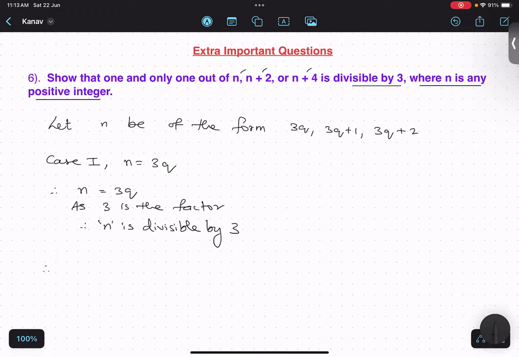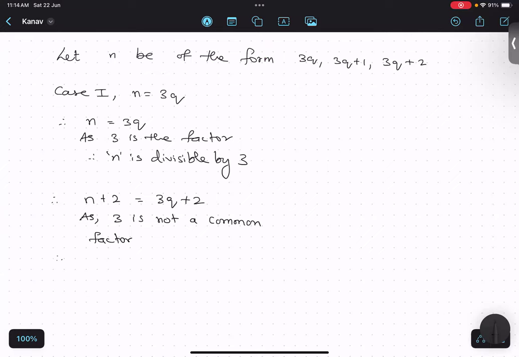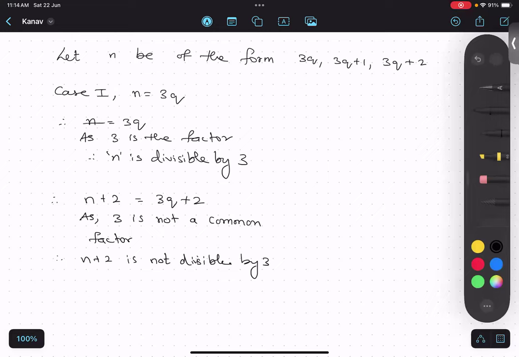Okay, therefore n plus 2 I will take now. n plus 2 will become 3q plus 2, as 3 is not a common factor. Therefore, n plus 2 is not divisible by 3. Is this clear? Yes. So this was n plus 2.